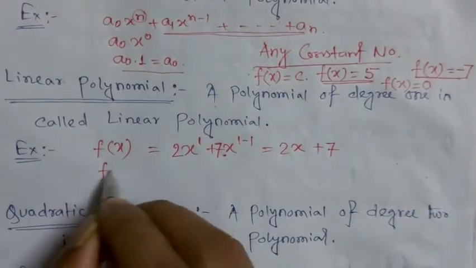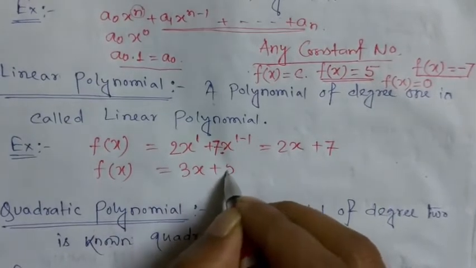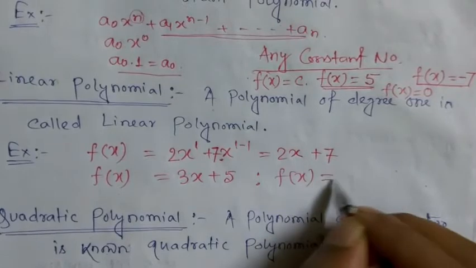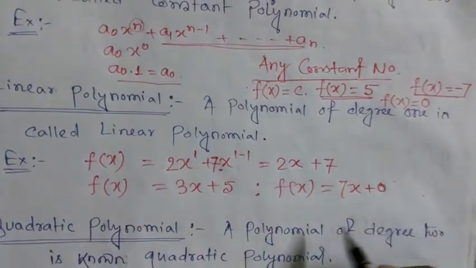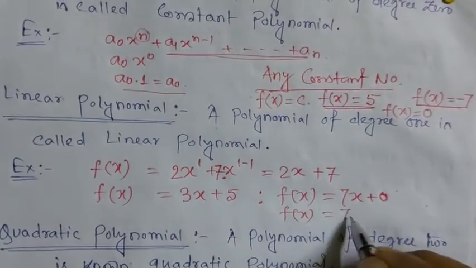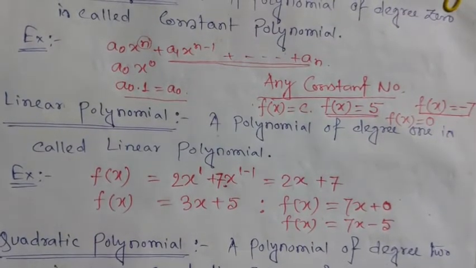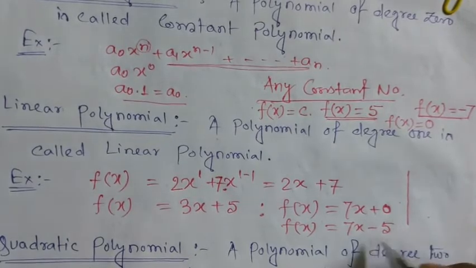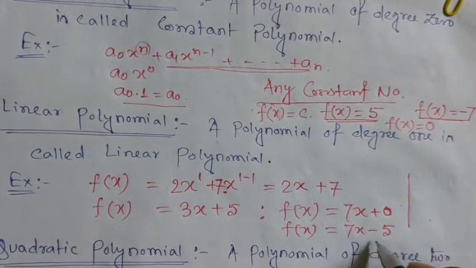If you consider f(x) equal to 3x plus 5, this is a linear polynomial. Or you can write f(x) equal to 7x plus 0, or f(x) equal to 7x minus 5. These are not constant polynomials; they are linear polynomials.